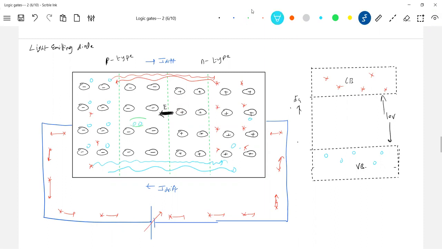Covalent bonds will break up, no? And due to the breaking up of covalent bonds, all will move like this. And the electron, okay, there's a minority carrier current, no? And it will be like this. Anyway, I'll show it here.